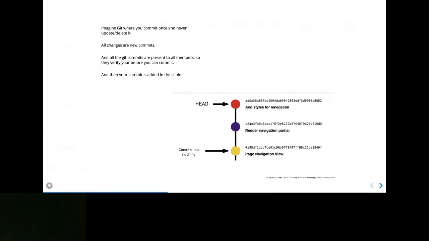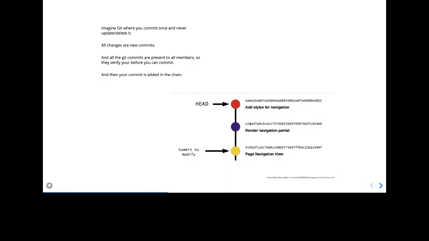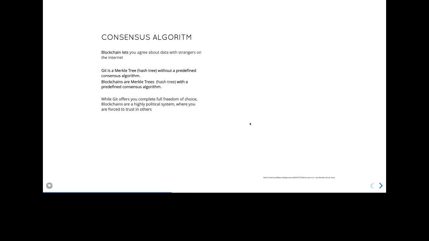Imagine you are a developer and you use Git. Whatever changes you make, you have to ask permission from all the developers in that repository, and then you can push. This kind of consensus algorithm is not in Git, but it is available in blockchain, and that's why it creates much more trust in the network. Whatever change you want to commit in the blockchain must be agreed upon by strangers.